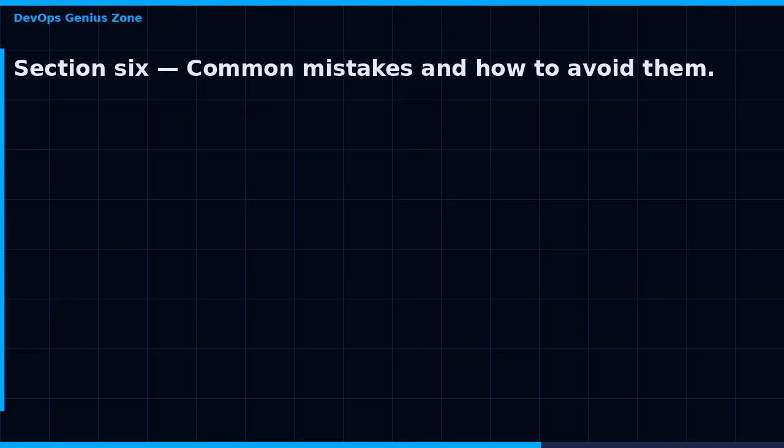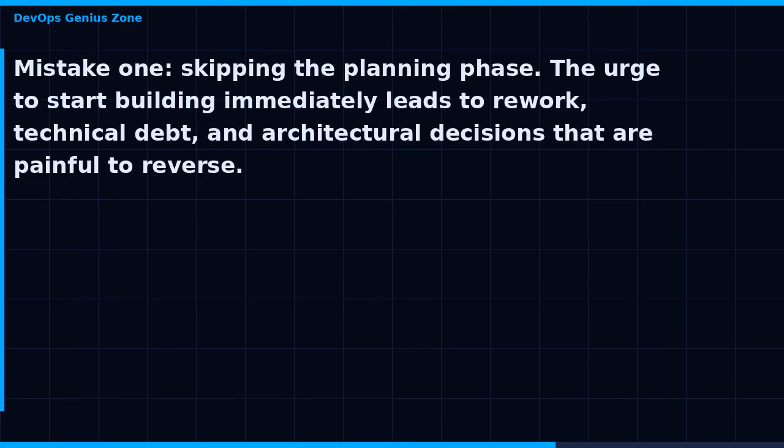Section 6, Common mistakes and how to avoid them. Mistake 1, skipping the planning phase. The urge to start building immediately leads to rework, technical debt, and architectural decisions that are painful to reverse.